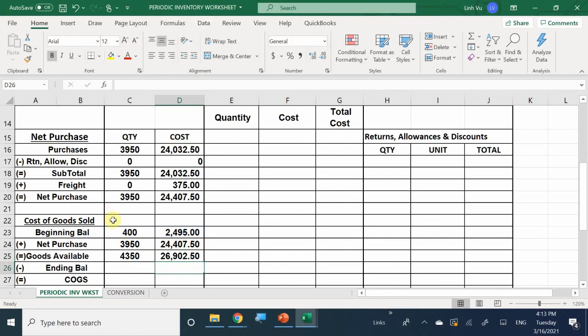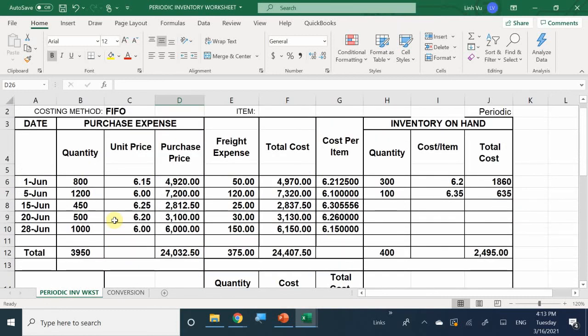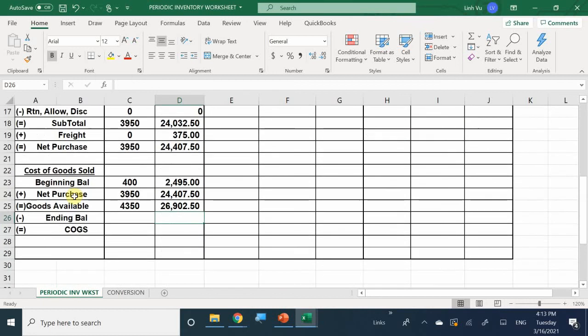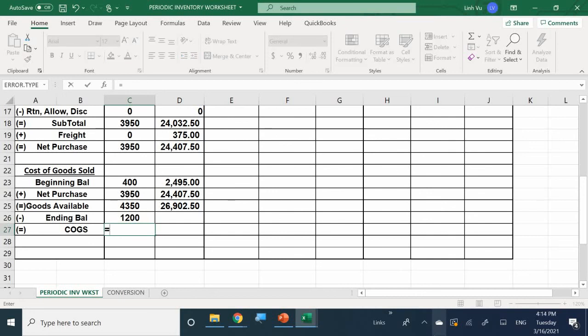Good. All right. Now let's say we have 1,200 units left. Someone went down to the inventory and found out that there's 1,200 units left. So how many items did I sell? 3,150. Yes, we sold 3,150.